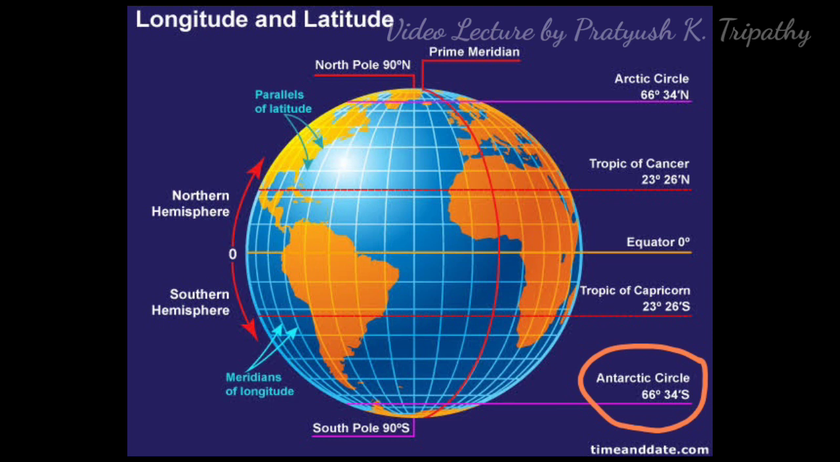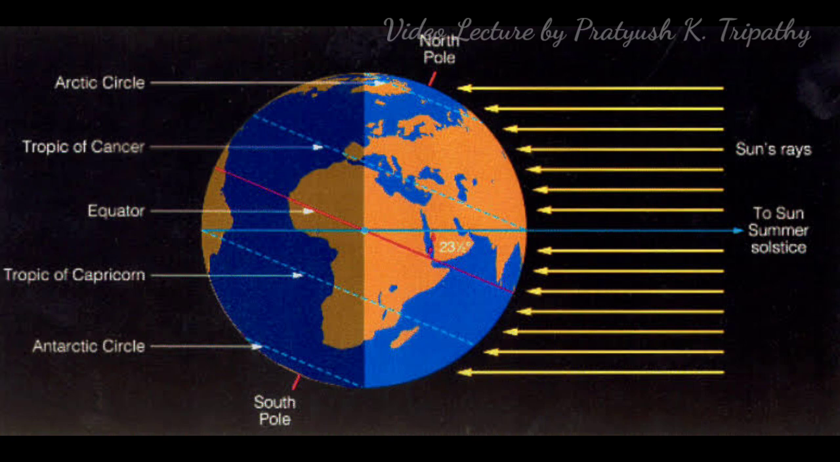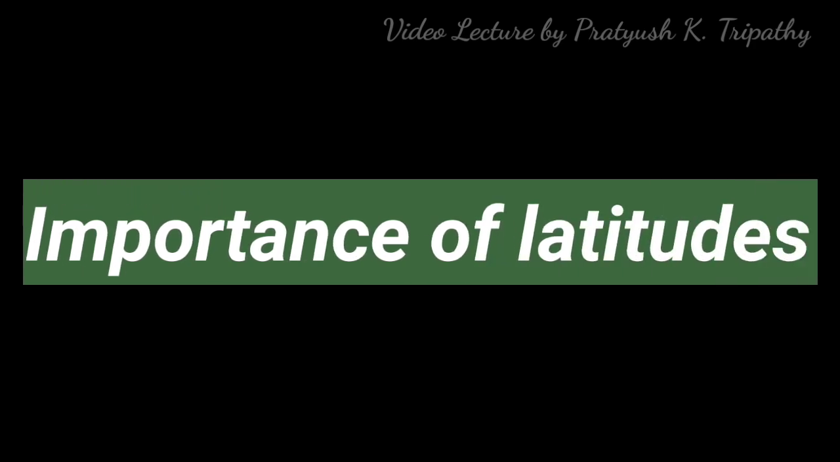North and South Pole mark the 90-degree north and 90-degree south latitudes in the form of points. Sun's rays do not reach here except when the sun is overhead on the Tropic of Cancer and the Tropic of Capricorn. The next subpart of this topic is the importance of latitudes.